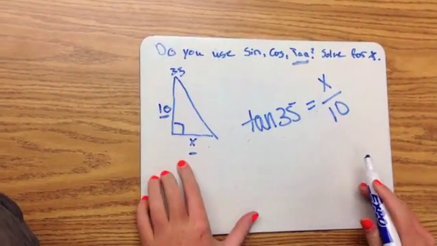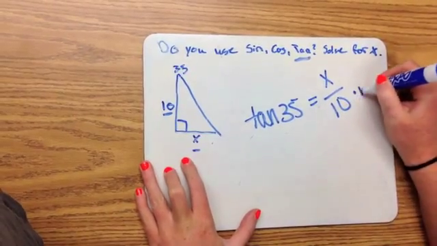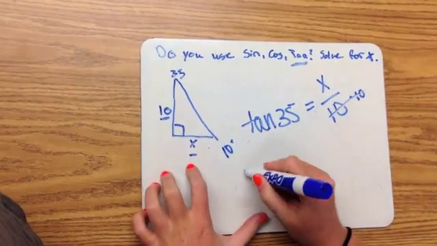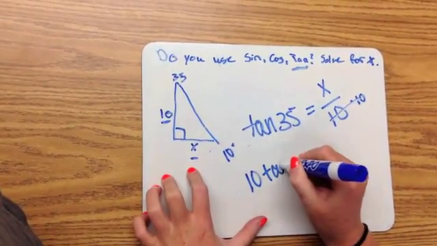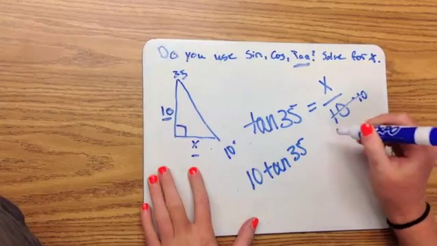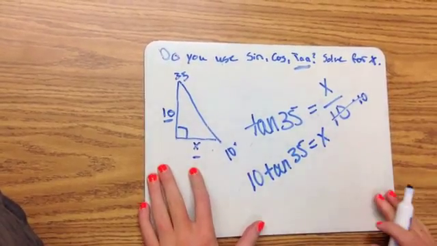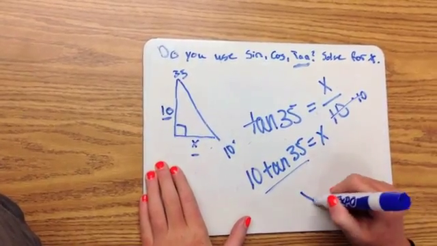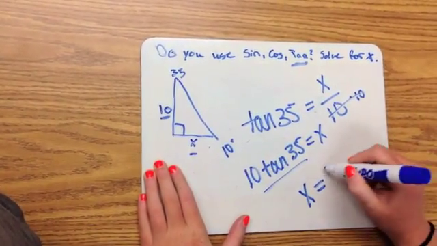And so we're going to do the same thing, and we're going to multiply by 10 to take this away. So it's going to be 10 tangent 35 equals x. And from there, you just plug this right into your calculator, and so that would be x equals 7.